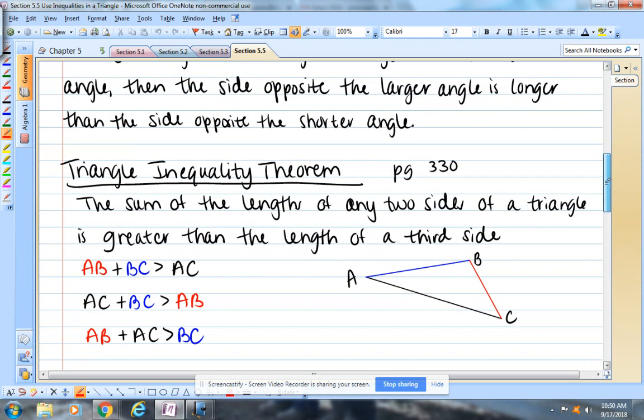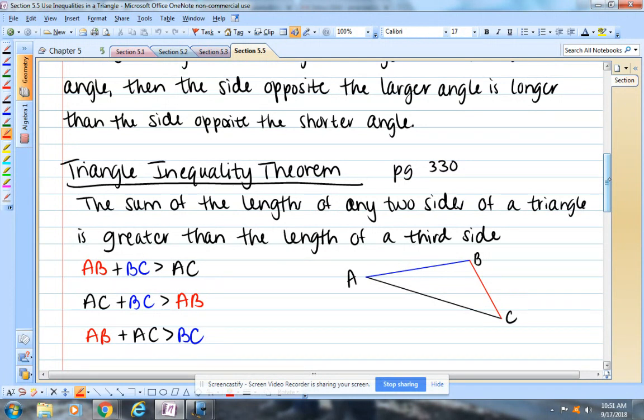The triangle sum inequality theorem. What does sum mean? Addition. So what it basically says is if I add 2 side lengths together in a triangle, that sum has to be greater than the third side. So if I pick any 2 sides of a triangle and add those lengths together, that has to be greater than the third side.